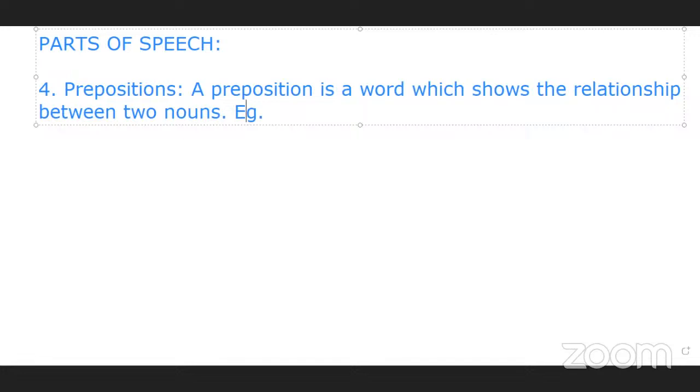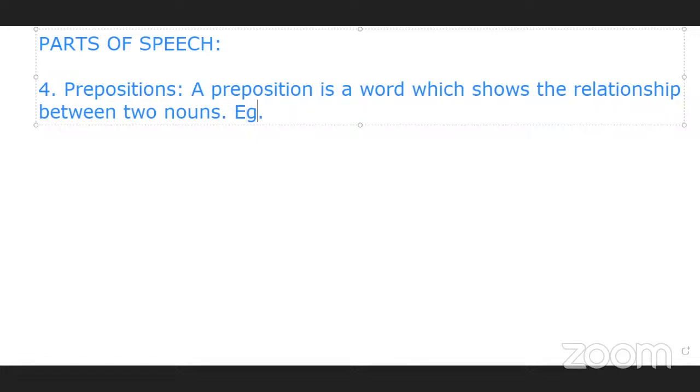I get what you mean. So a preposition simply shows the relationship between in, of, and, after, under. Okay. I get you. So what you want to say is that a preposition shows the relationship between two nouns. Yes. So a preposition is a word that shows the relationship between two nouns.